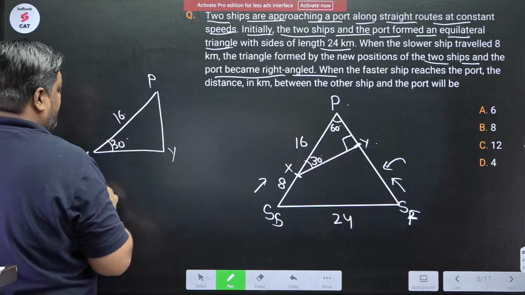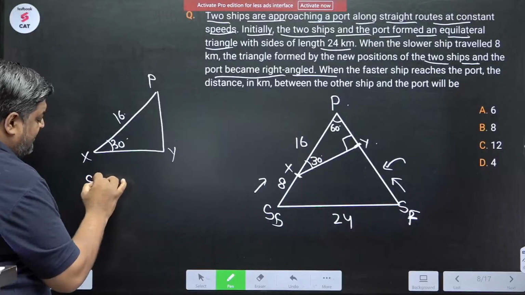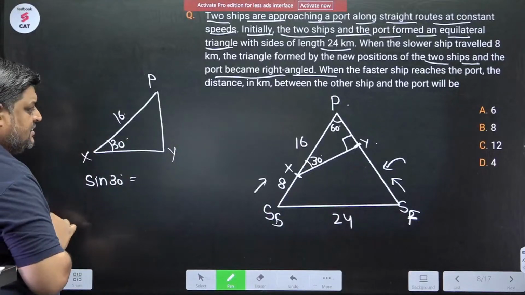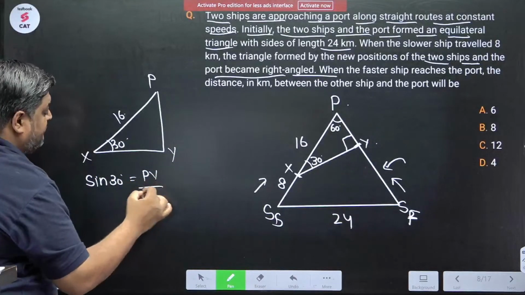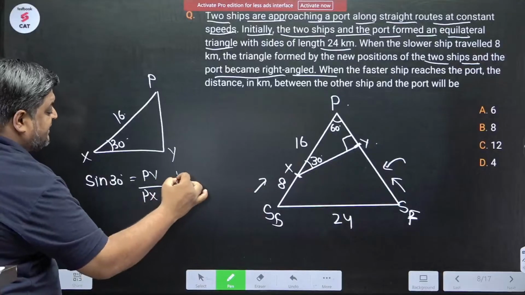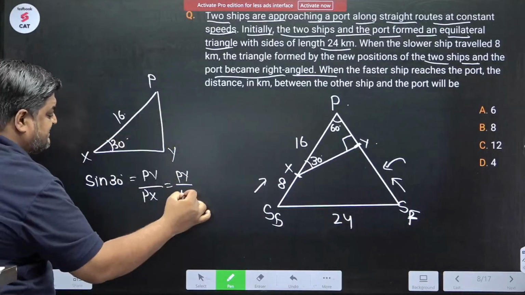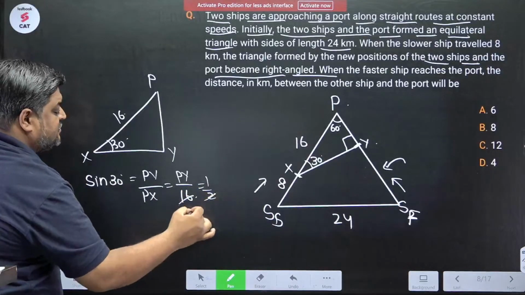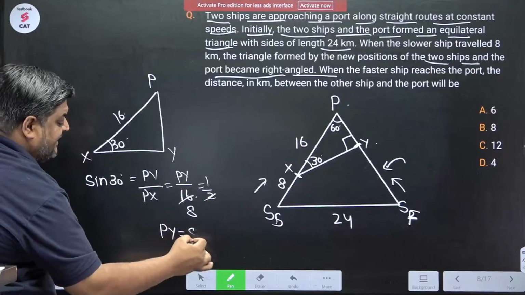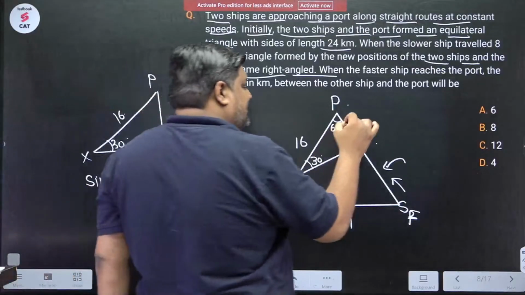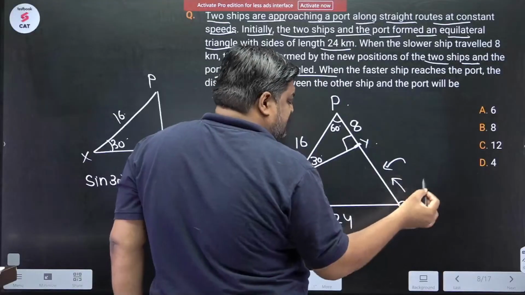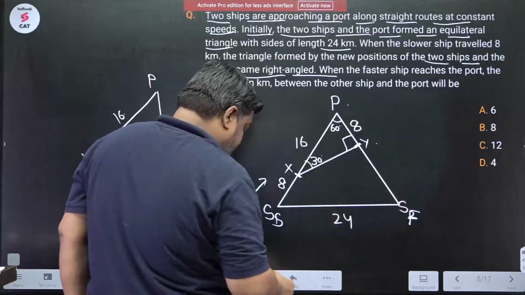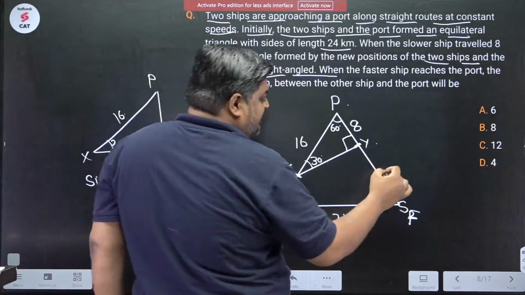Okay. So I can say sin 30. Sine 30 is perpendicular upon hypotenuse. Sine 30 is PY upon PX. I'm interested in PY. I have PX as 16. I have the value of sine 30 as half. So I can say, sir, PY is 8. ये जो PY है, this length is 8. So the distance covered by the faster ship is 16.